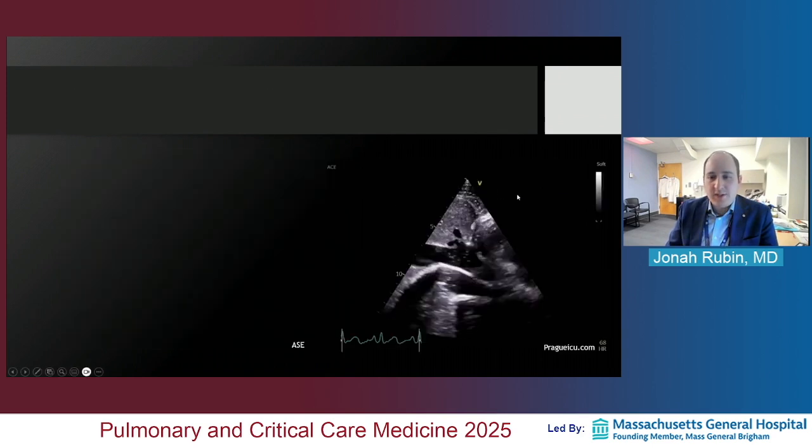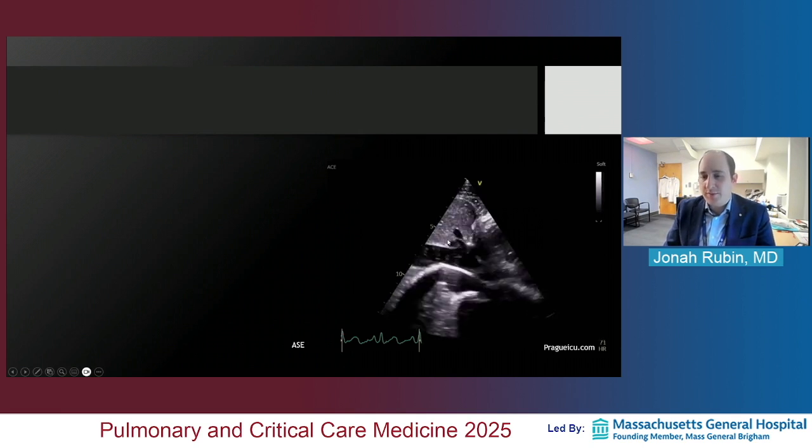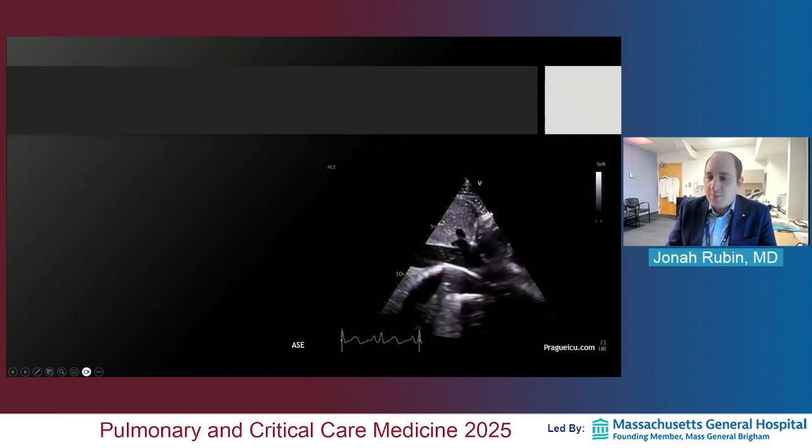So hopefully this was helpful. Oh, I left out the IVC, forgive me. So this is why I said 4 to 5 views. This would be the 5th view. Again, we had parasternal long, parasternal short, apical 4, subcostal 4. So those are 4 views. And then if you rotate 90 degrees, you can get the IVC view.